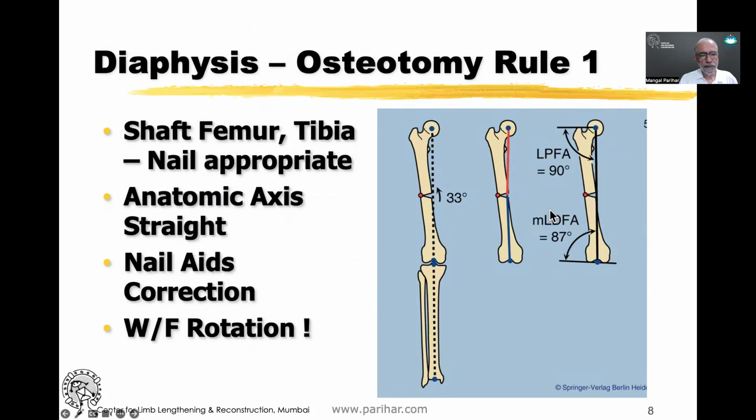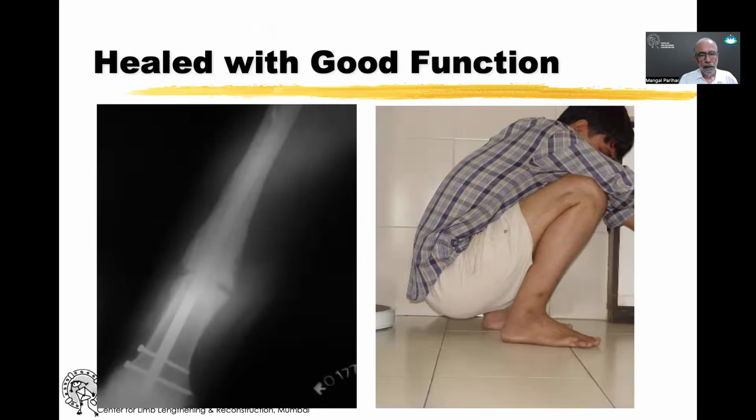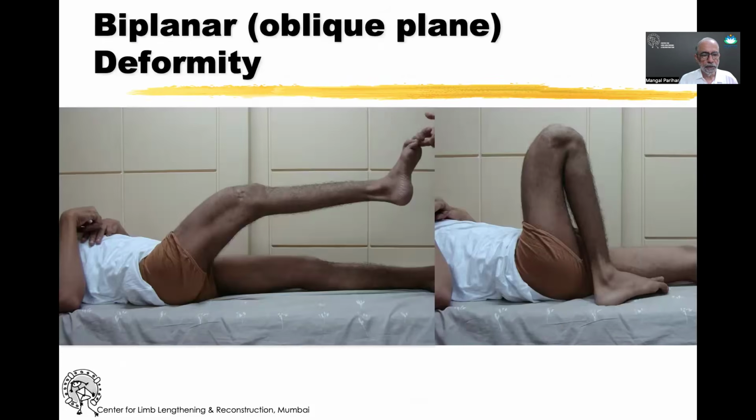So in the diaphysis, the shaft of the femur or the shaft of the tibia, the anatomic axis is straight. And in fact, the nail aids correction. The only thing you need to watch for is rotation. So in this patient, what we did was we took out the plate, did an opening wedge osteotomy, and put in a nail. And he healed with good function in that situation.